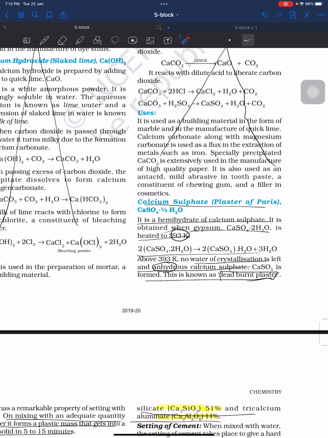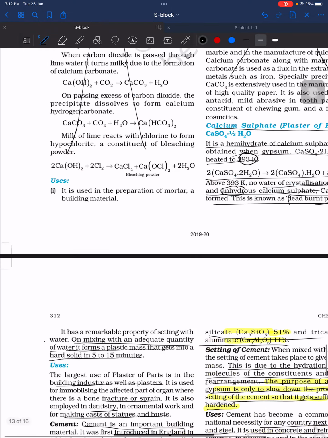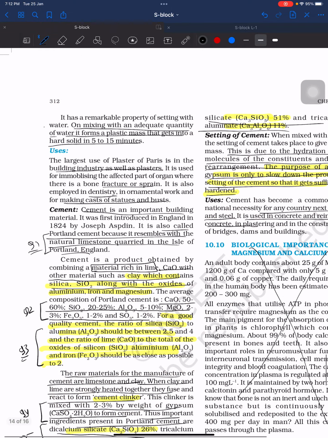So calcium sulfate without any water of crystallization is formed, and this is known as dead burnt plaster. Okay, so it has a remarkable property of setting with water, and on mixing with an adequate quantity of water, it forms a plastic mass that gets into a hard solid.